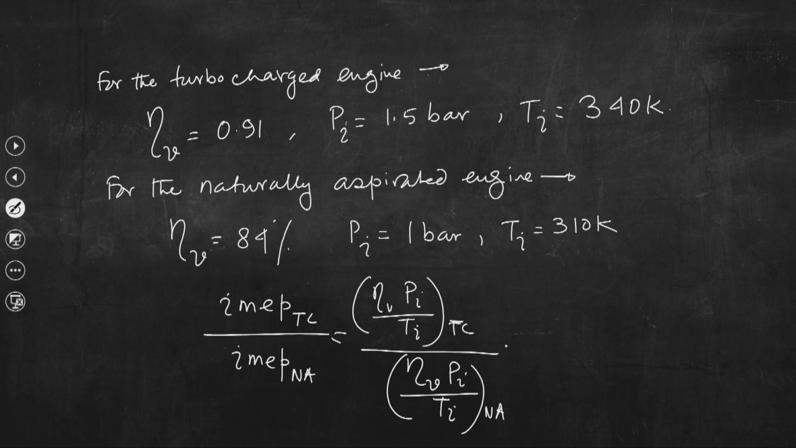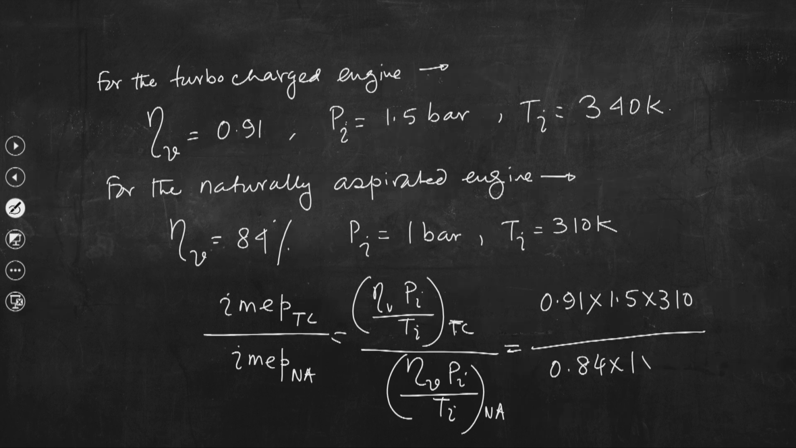So, we know all these quantities, because for the turbocharged engine we know eta V equal to 0.91 and Pi equal to 1.5 bar. Then, for the naturally aspirated engine, Ti is 310, eta V is 0.84, pressure is 1 bar, and this is 340. If we calculate the ratio, you will get 1.481. So, this is the ratio of indicated mean effective pressure for the two engines.